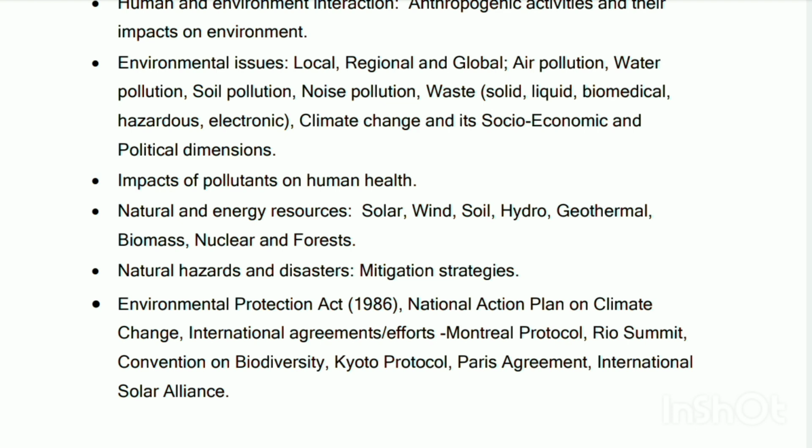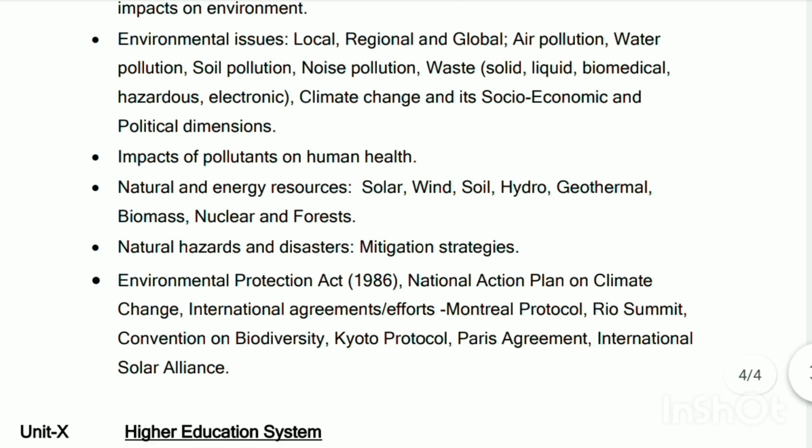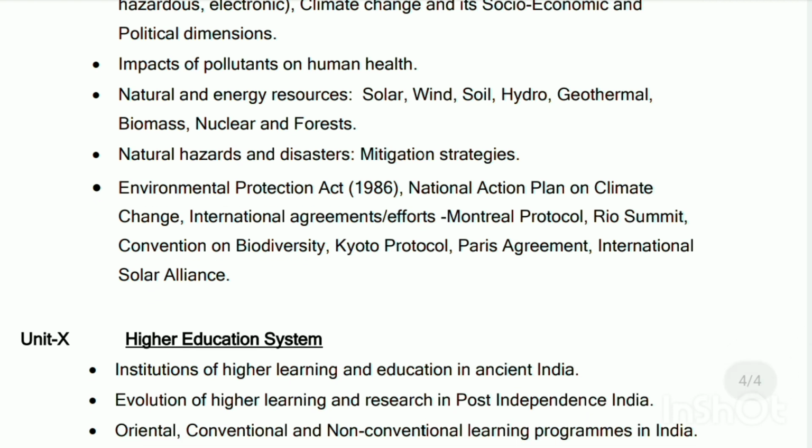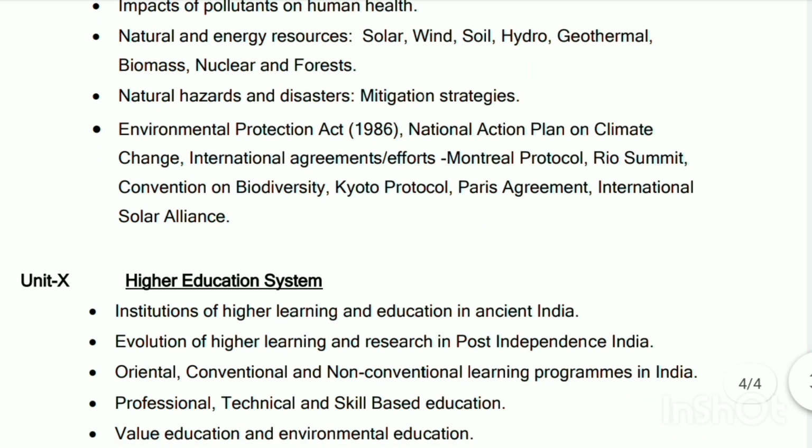Natural and energy resources: solar, wind, soil, hydro, geothermal, biomass, nuclear and forests. Natural hazards and disasters. Mitigation strategies. Environmental Protection Act 1986, National Action Plan on Climate Change, international agreements and efforts: Montreal Protocol, Rio Summit, Convention on Biodiversity, Kyoto Protocol, Paris Agreement, International Solar Alliance.